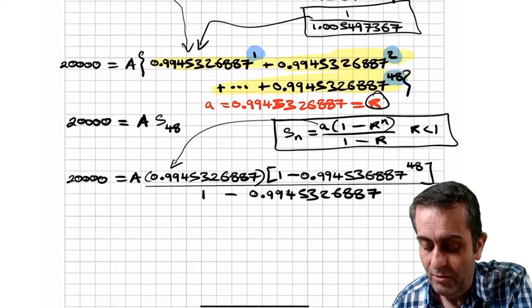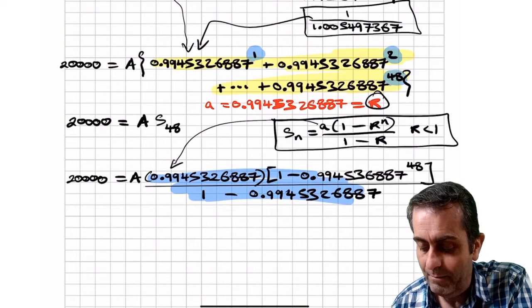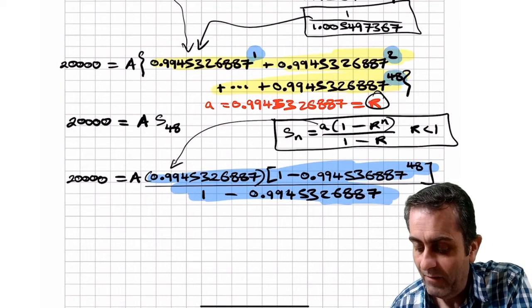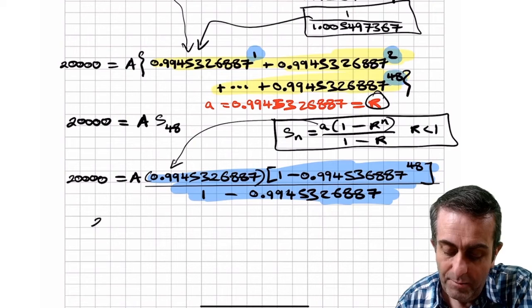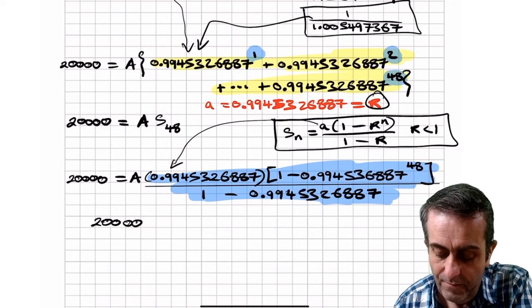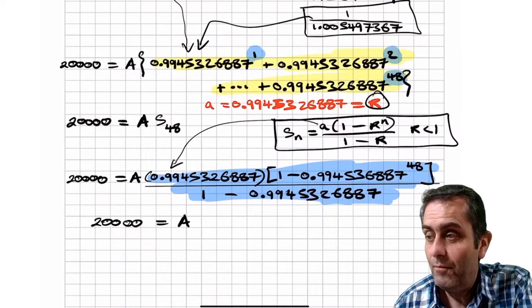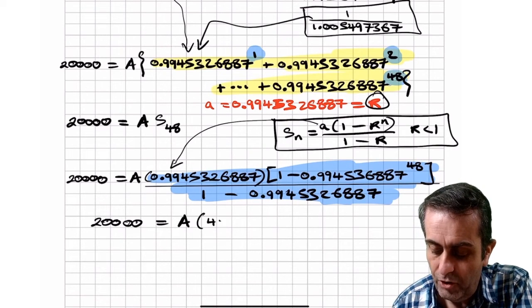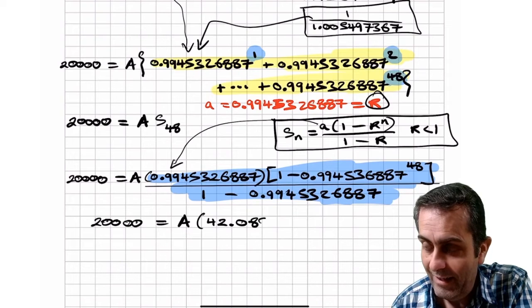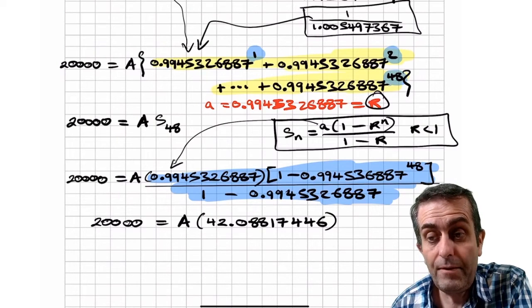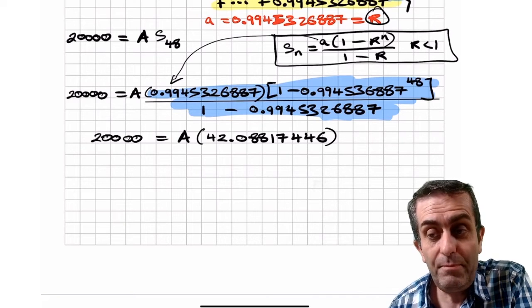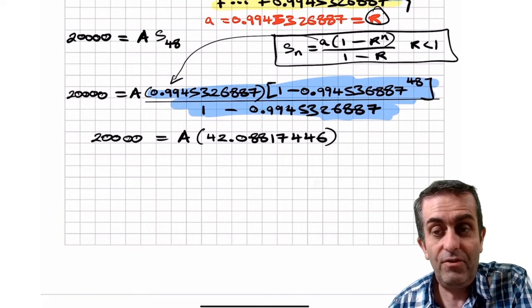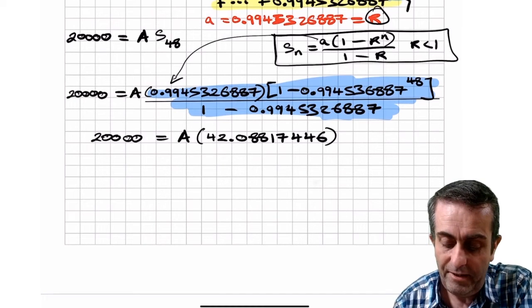The next job that we have to do is this part here that I'm highlighting in blue. We now grab our calculator and we work that out. Okay, so we work that part out with our calculator and we obtain that 20,000 equals A multiplied by 42.088174446. Okay, now the last step of the question, we have to do the opposite to multiplying by that number, 42.088174446, which is to divide by it.